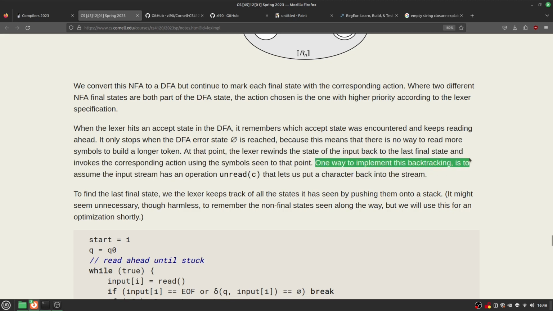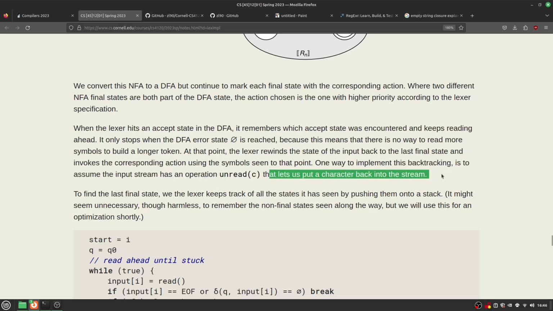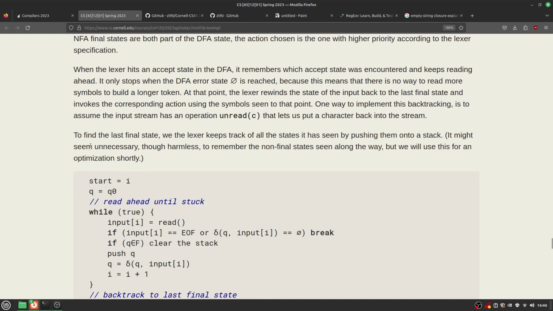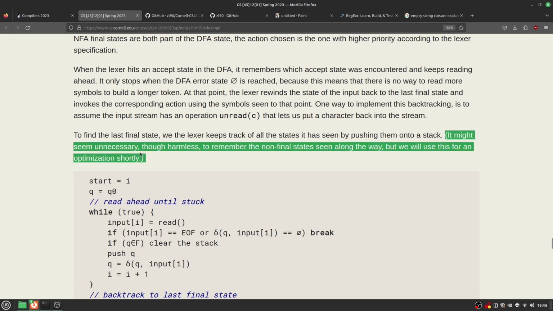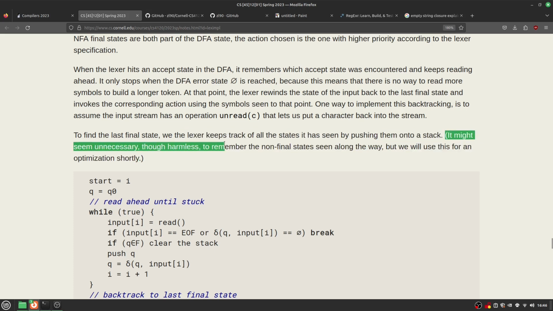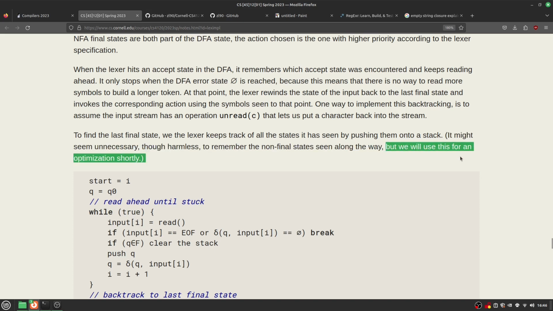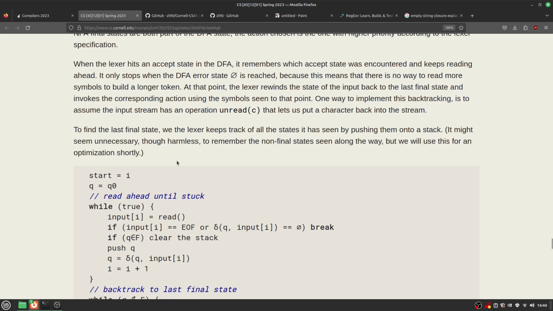One way to implement this backtracking is to assume the input stream has an operation unread that lets us put a character back into the stream. To find the last final state, the Lexer keeps track of all the states it has seen by pushing them onto a stack. It might seem unnecessary, though harmless, to remember the non-final states seen along the way, but we'll use this for an optimization shortly.